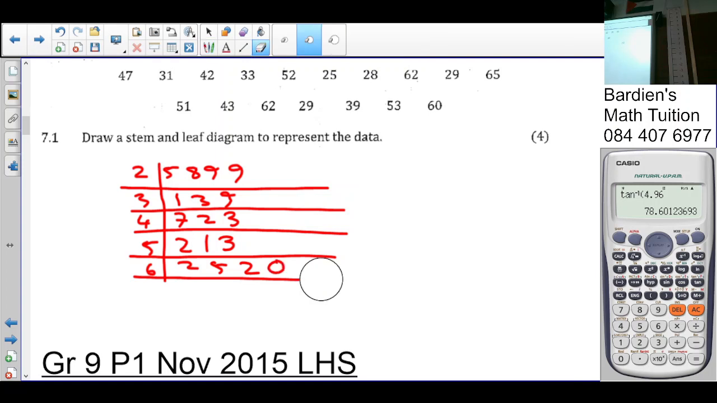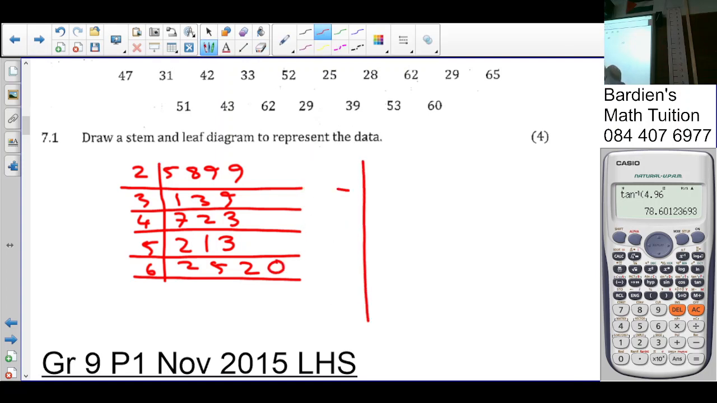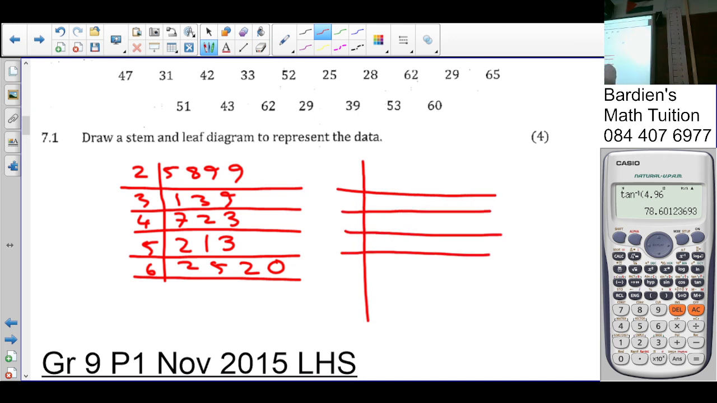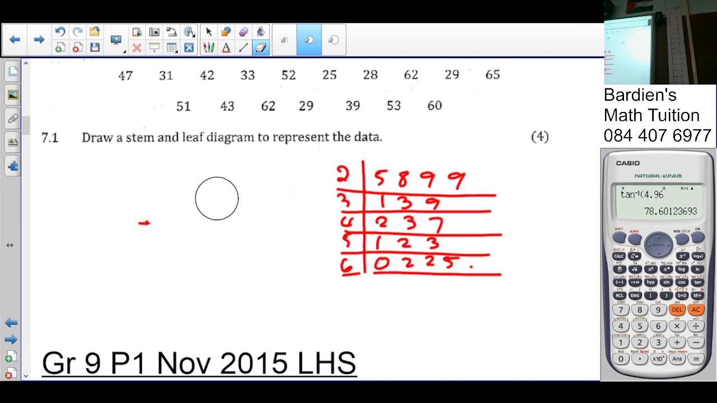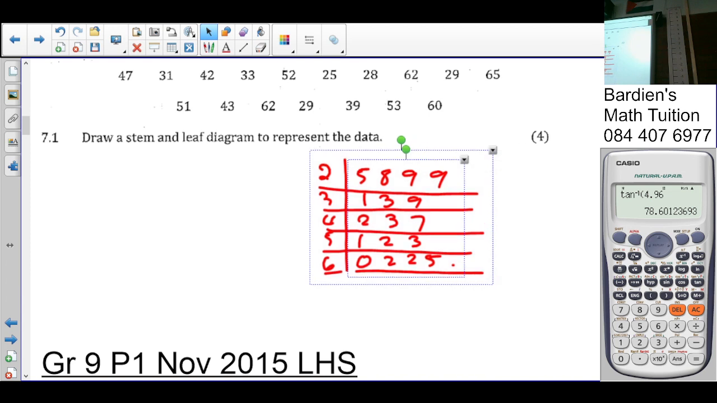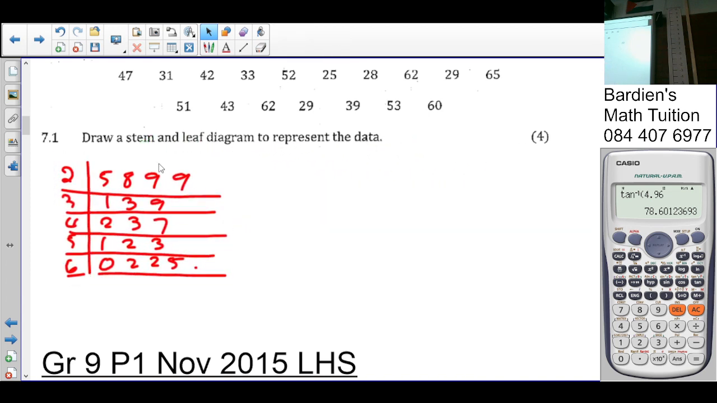So what I do is I rearrange this. Okay? You order the values here, but in order, so it's 2, 3, 4, 5, 6. So it's 5, 8, 9, 9. 1, 3, 9. 2, 3, 7. 1, 2, 3, 0, 2, 2, 5. Okay, all agree with that? Yes. Okay. So that is the ordered stem and leaf diagram. It's fine. 4 marks.